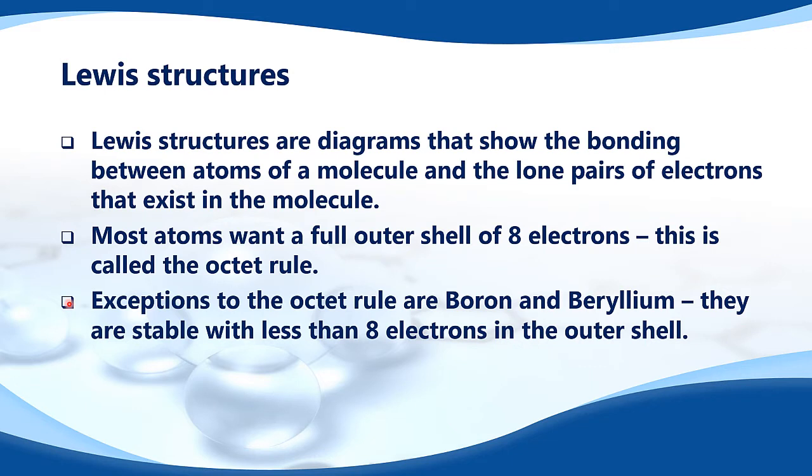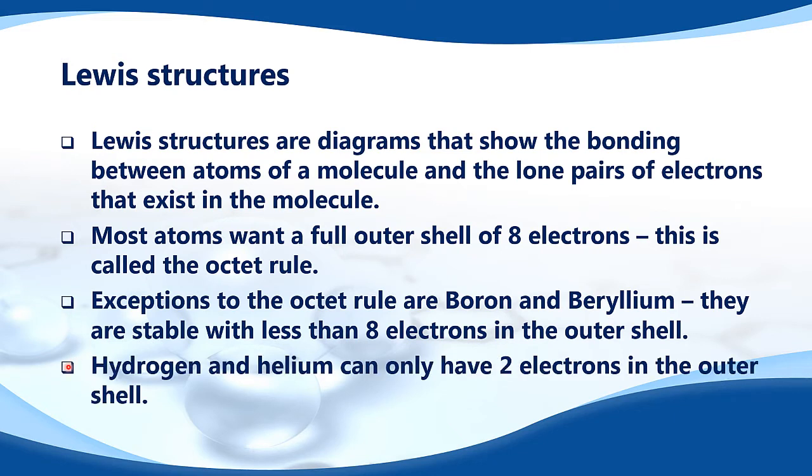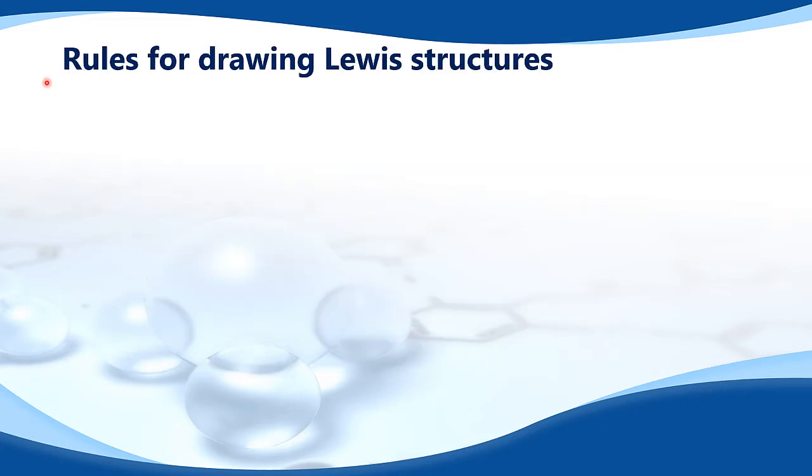Exceptions to the octet rule are boron and beryllium. They are stable with less than 8 electrons in the outer shell. Hydrogen and helium can only have 2 electrons in the outer shell. So these are the rules for drawing Lewis structures.